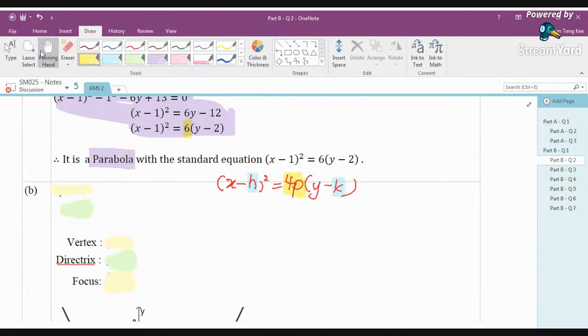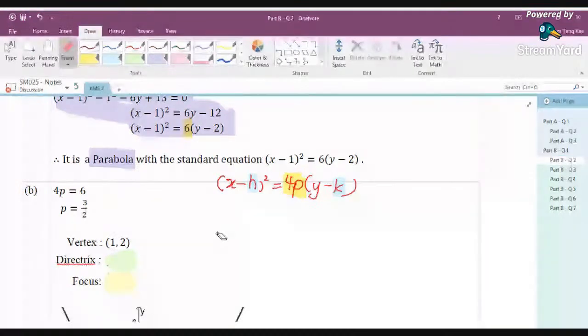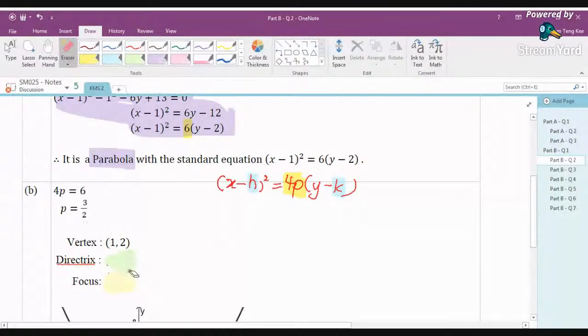Your p value can be obtained by comparing 6 and 4p, and it gives us p equals 3/2. For the vertex, it refers to h, k. So you compare the equation, and you find the vertex is (1, 2): x equals 1, y equals 2. Then, next part, be aware. For the directrix and focus, we notice that it happens to be plus or minus p from the vertex.